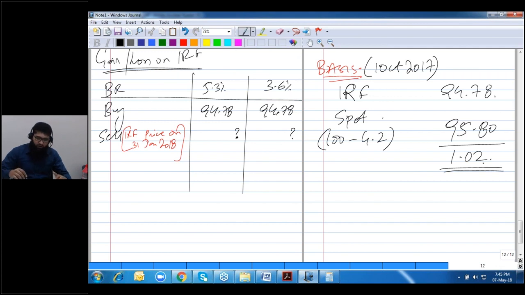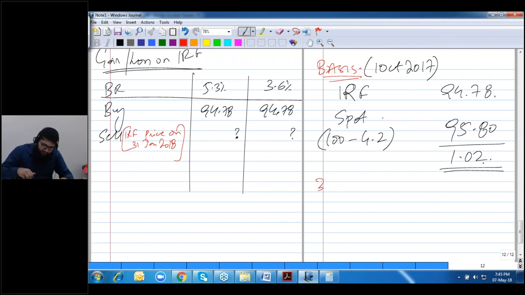So we have actually got the interest rate future originally was 94.78 and the spot rate was 4.2. If we express the spot rate in terms of the interest rate future, then it becomes 95.8. So the difference between the spot rate and the interest rate future is called the basis. Now, what is this basis indicating?